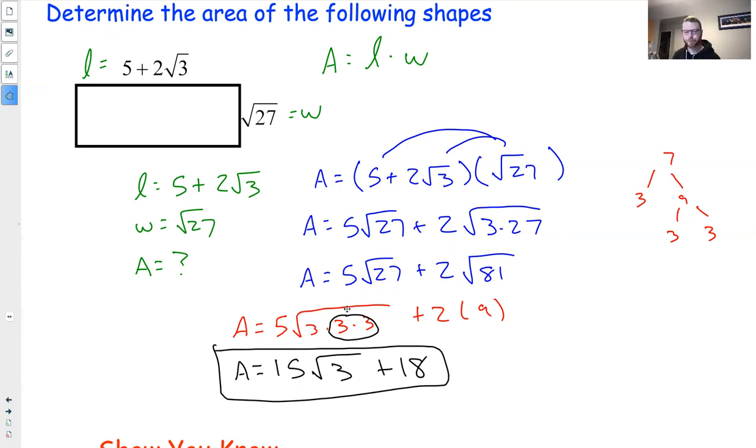And if 15 root 3 plus 18 doesn't mean much to you, if you punch that into your calculator, that will give us an approximate value of 43.98 units squared, right? Area is in 2 dimensions, so it's squared. But again, when we calculate 15 root 3, that gives us an approximate answer. 15 root 3 plus 18 will give us an exact answer, okay?